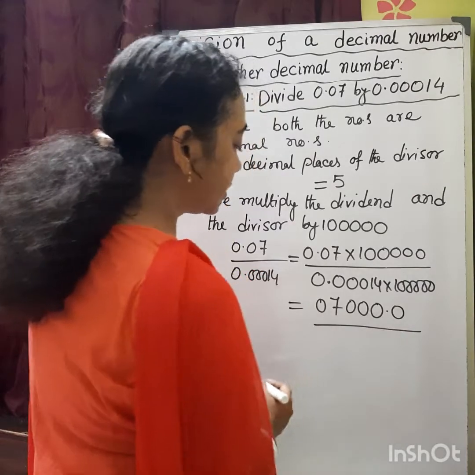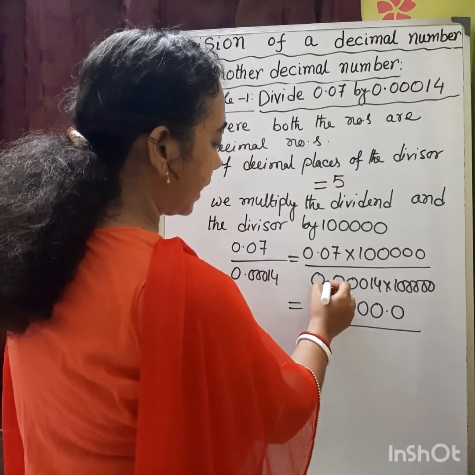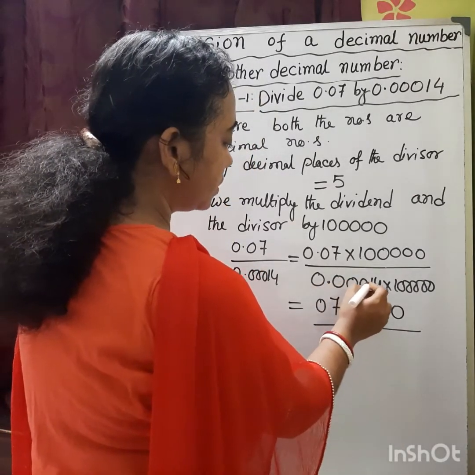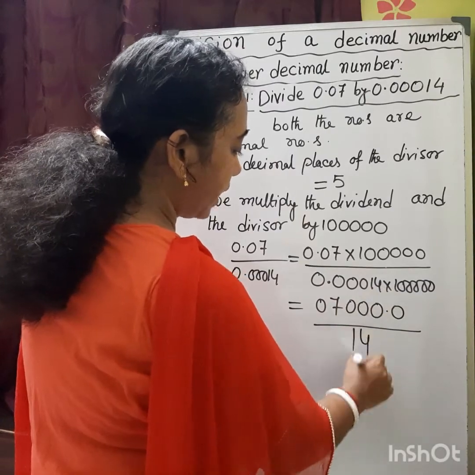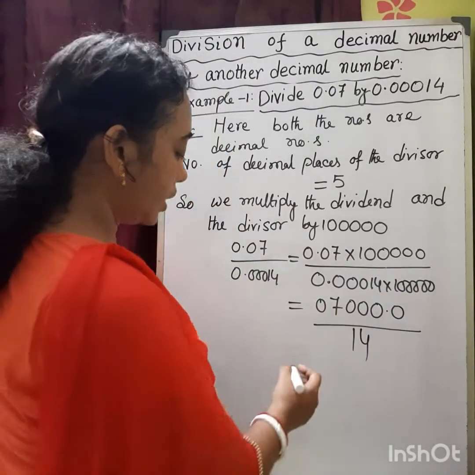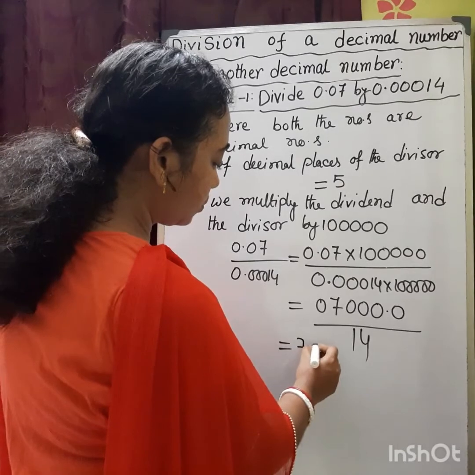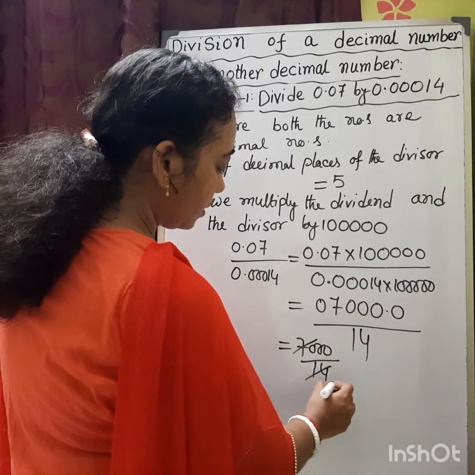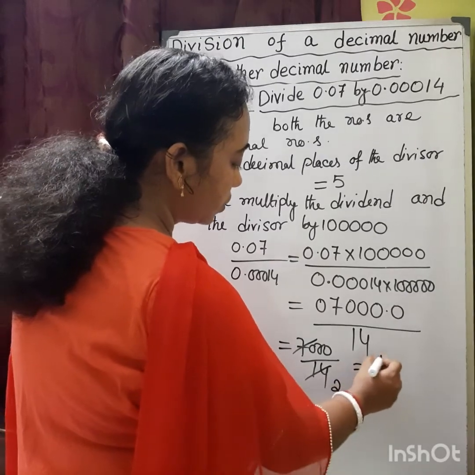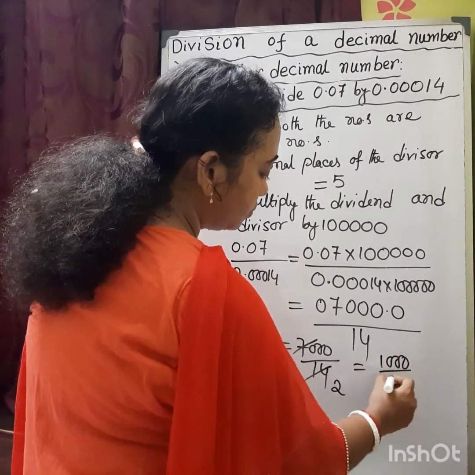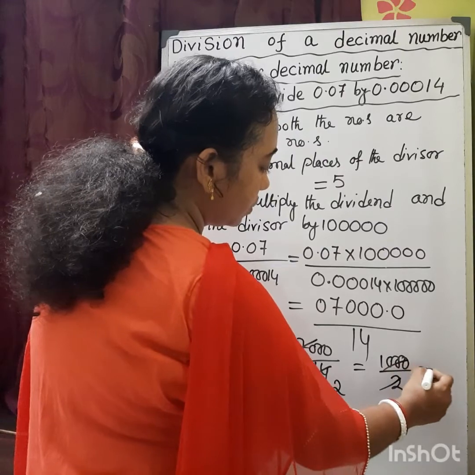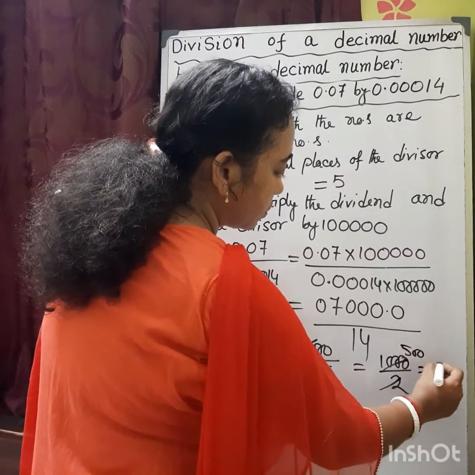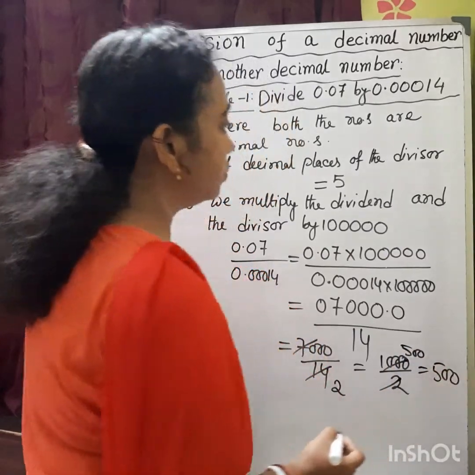In the denominator also, if we shift the decimal point to the right side, 1, 2, 3, 4, 5, so we only write 14 here. That means we can write this as 7,000 by 14. We know 7 2s are 14. So this is equal to 1000 by 2, which becomes equal to 500. So we get the quotient equal to 500.